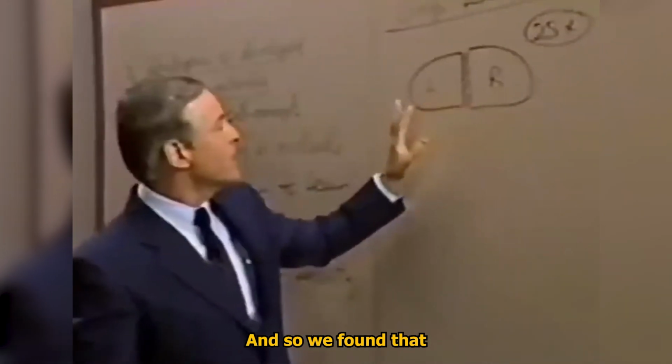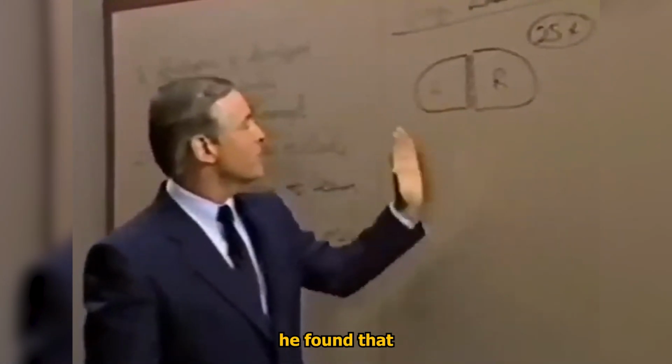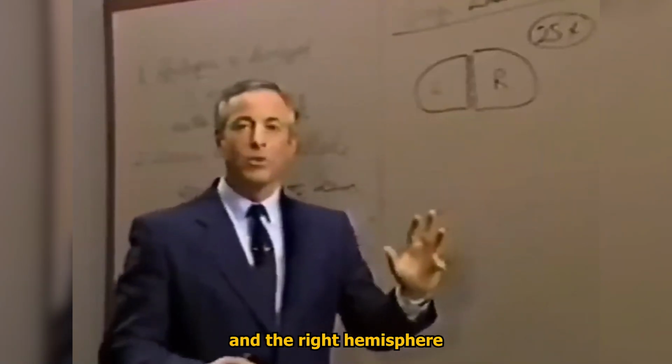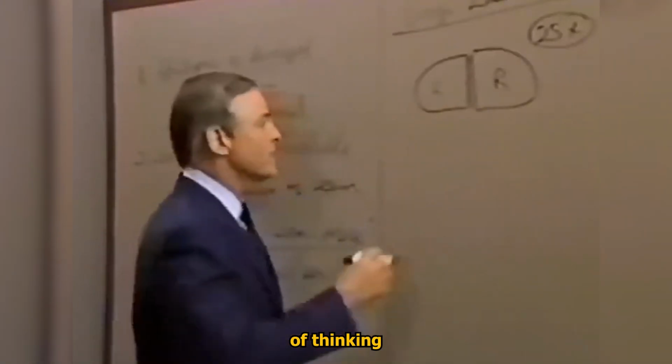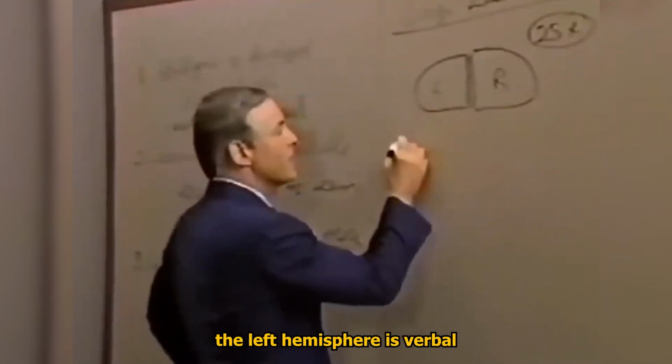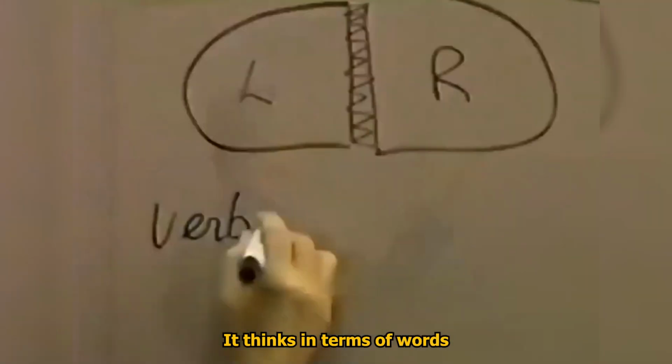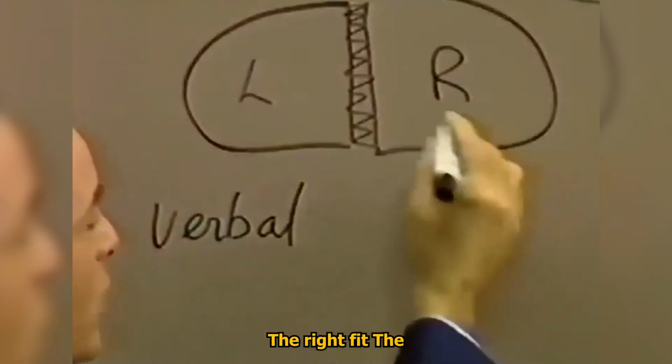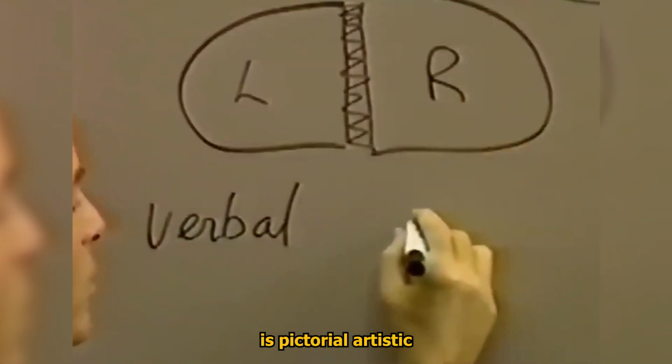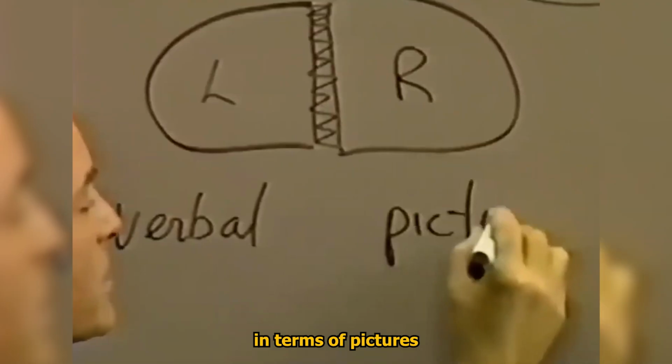In looking at the functions of the brain, he found that the left hemisphere and the right hemisphere were responsible for very different ways of thinking. Let me give you some examples. For instance, the left hemisphere is verbal. It thinks in terms of words. The right hemisphere is pictorial or artistic. It thinks in terms of pictures.